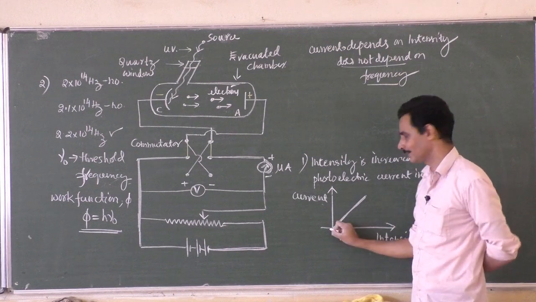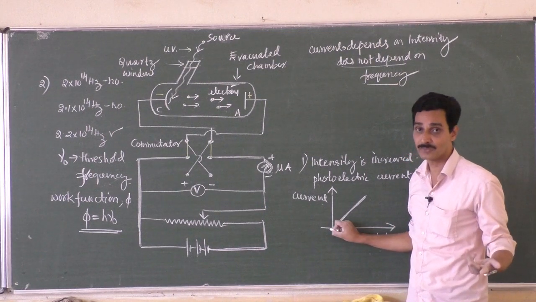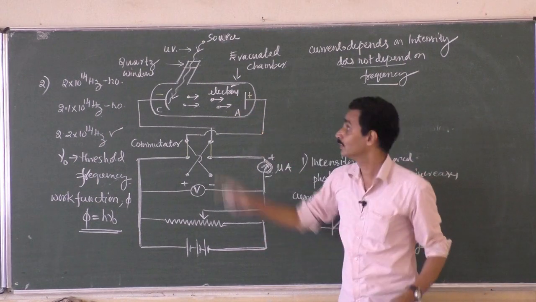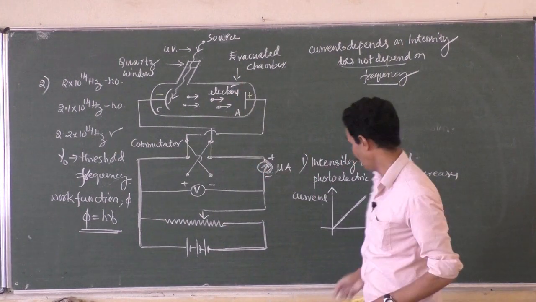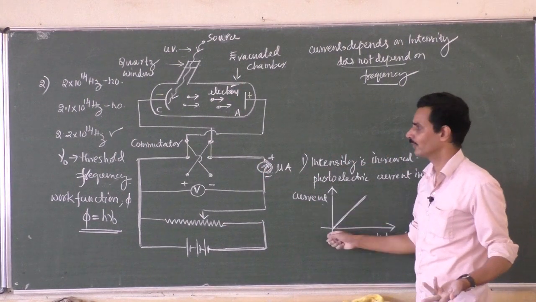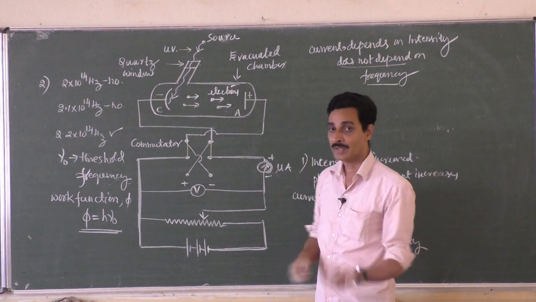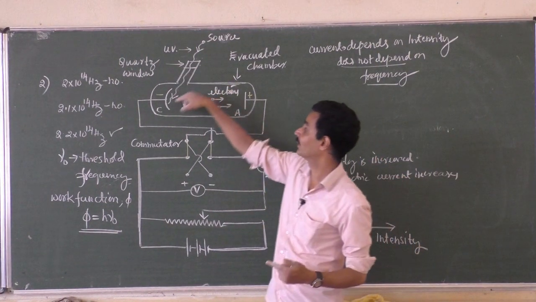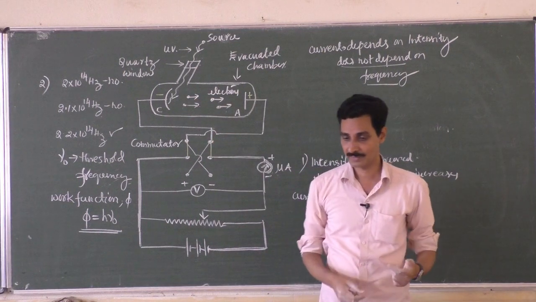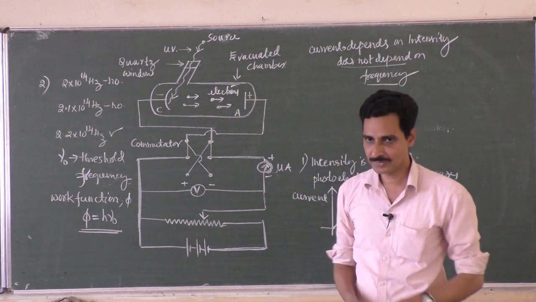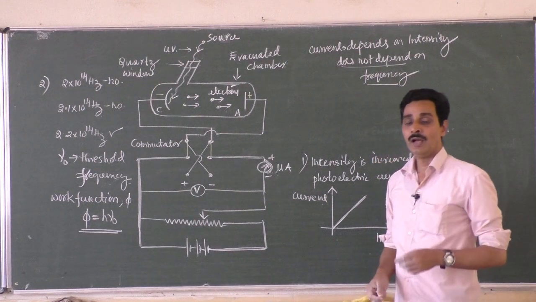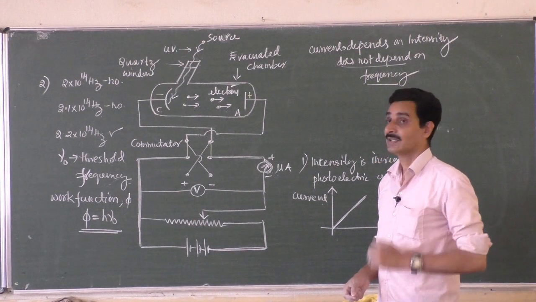When there is no intensity, no brightness, what is the meaning of no brightness? No light at all. Switch off the light. What is the brightness? Zero. No brightness means no photons falling, no photoelectric current, no photoelectric effect at all. So no current. But when you increase the frequency, kinetic energy is increasing. How to study this? That part we will take care of today. How do you say that kinetic energy increases?